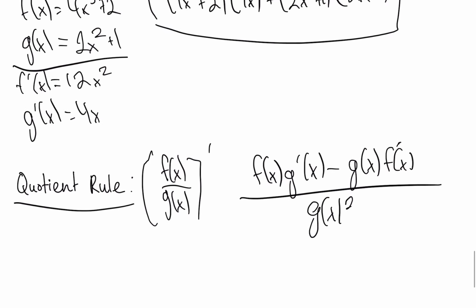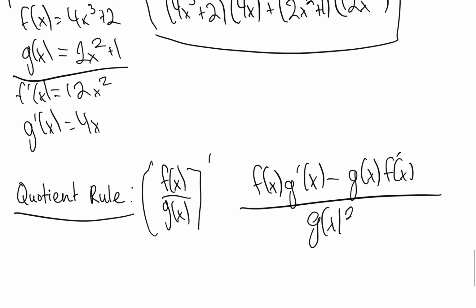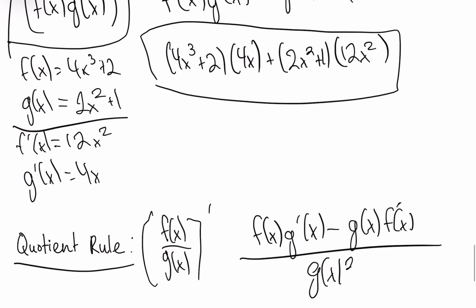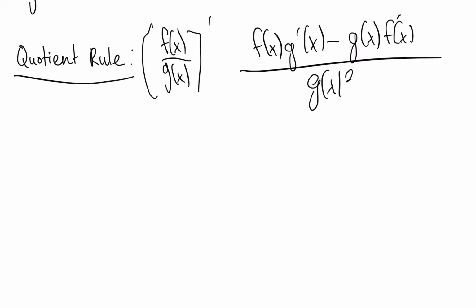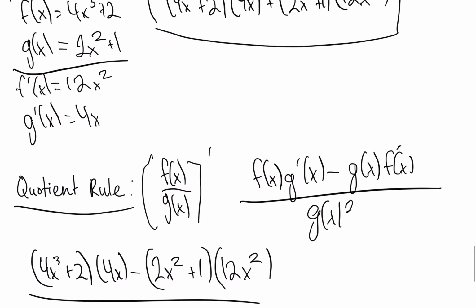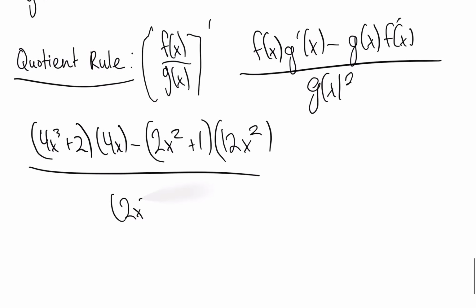So if we use our previous example of f of x and g of x, we have 4x cubed plus 2 and 2x squared plus 1. So we have 4x cubed plus 2 times g prime of x, just 4x, minus g of x, 2x squared plus 1, times f prime of x, which is just 12x squared. And all of this goes over 2x squared plus 1 squared.